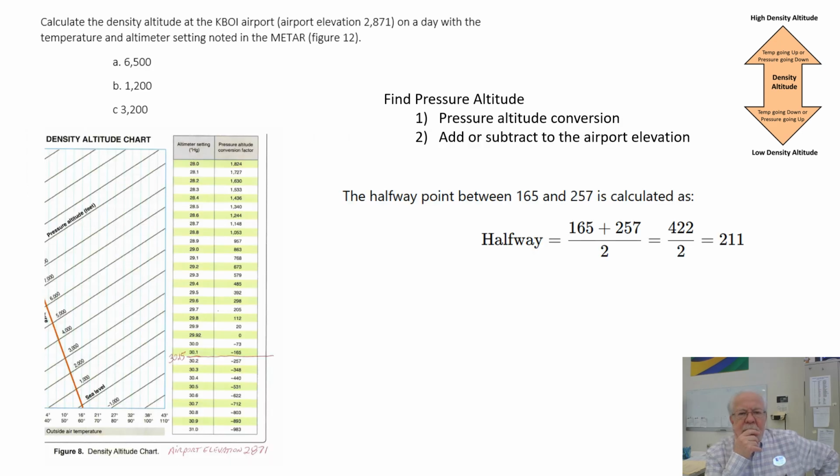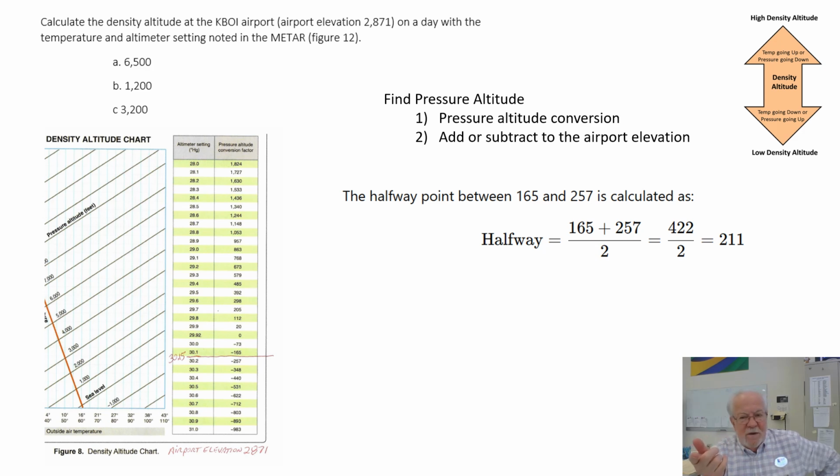Simple. So we come up to the right-hand side of the chart to find the pressure altitude first. That's always what we do first, have to find pressure altitude. And we look over there and we see we've got the altimeter setting, 3015, and we go down to the left-hand side of the chart and we see altimeter settings 3010 and 3020. Well, 3015 is not listed. We have to do some calculations to extrapolate the halfway point. So I put the calculations up there, halfway between 165 and 257. You just add the two numbers, divide by 2, it comes up with 211.